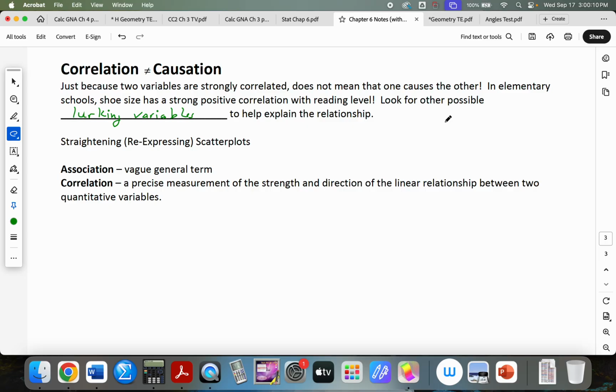Let's think about it in terms of health. So let's say that someone goes in and sees their doctor and they have an elevated blood pressure and they also have a faster than normal heart rate. Okay, a resting heart rate.